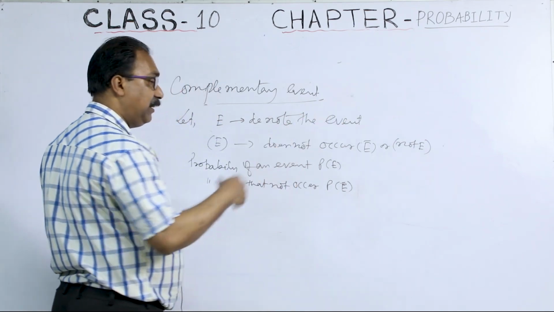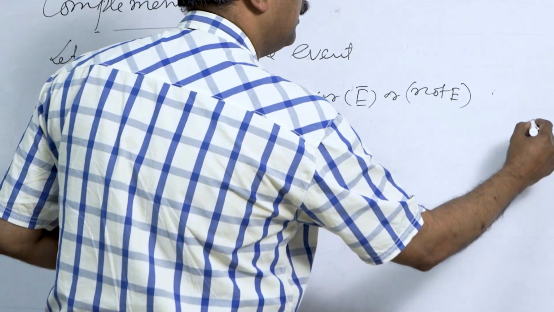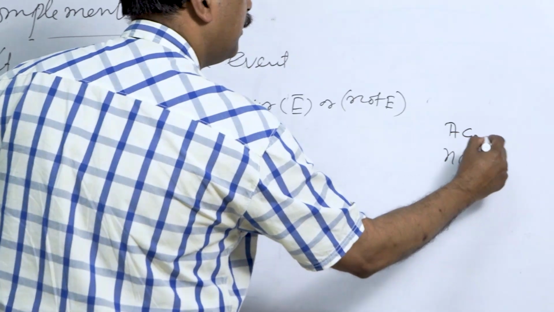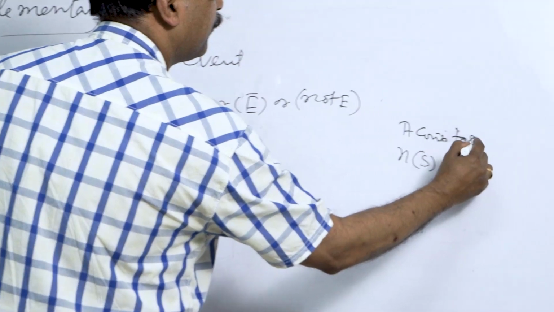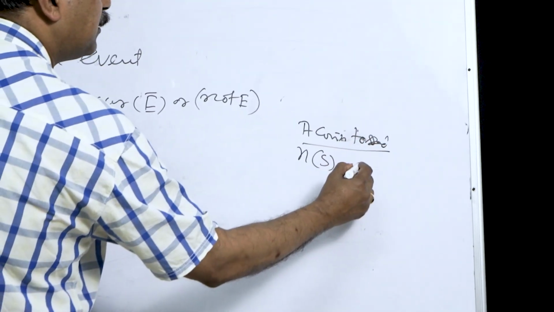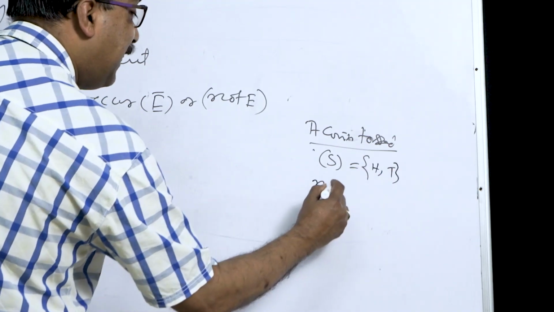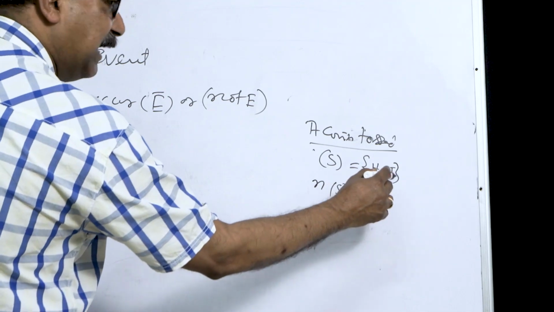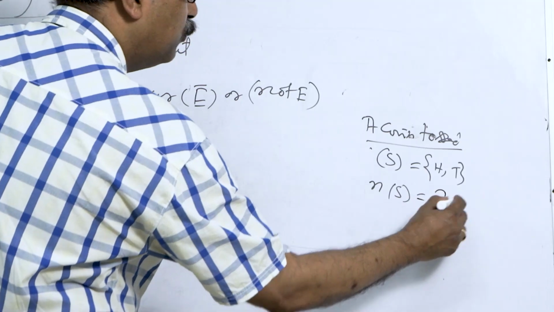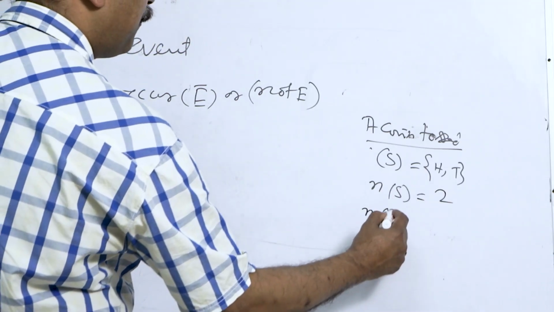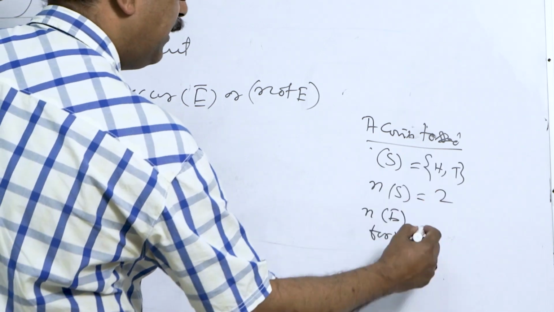Now, for example, last time I gave you tossing a coin. What is the total number of possible outcomes? Actually it is H comma T, but when you write N, you have to write the number, not the list. Sample space is the list. So it will be 2. Then the number of favorable outcomes for head is only one, so it is 1.